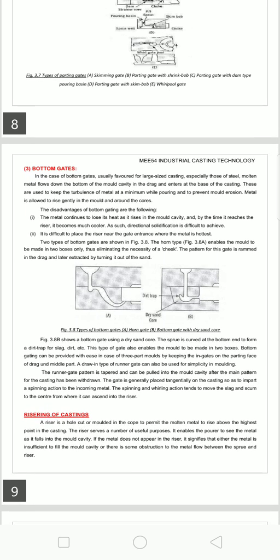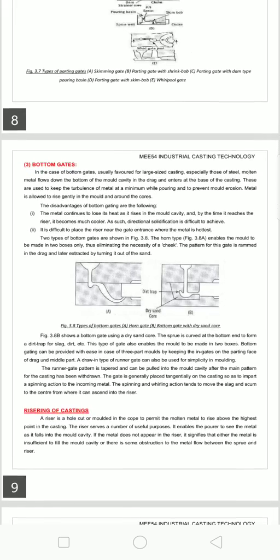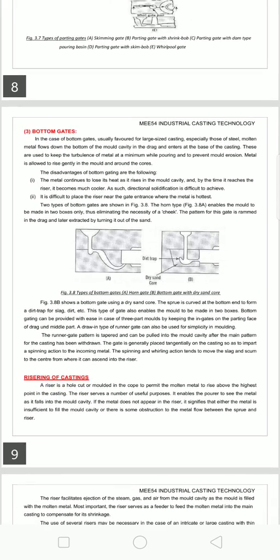The disadvantage of the bottom gating systems is that the metal continues to lose its heat as it is raised in the mold cavity, and by the time it reaches the riser, it becomes much cooler, so directional solidification is difficult to achieve. Another disadvantage is that it is difficult to place the riser near the gate entrance where the metal is hottest. The two types of bottom gates are shown in the figure.